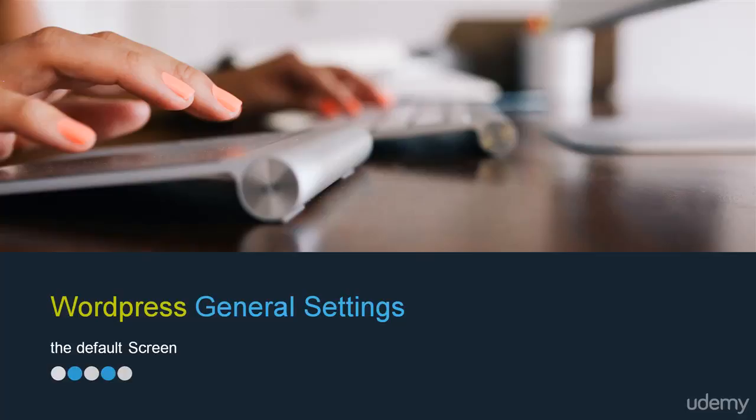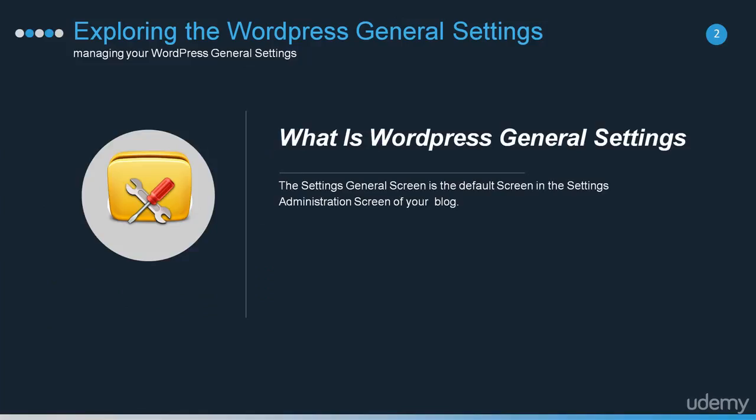In this video lesson you will learn WordPress general settings. The main front page display setting is a feature where you can choose what content appears on your blog as a front page. Let me show you what that is and how you can do it.